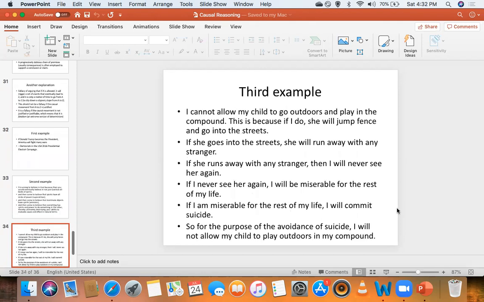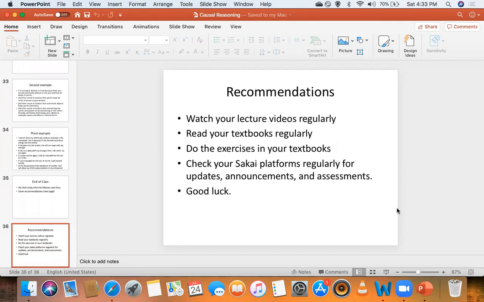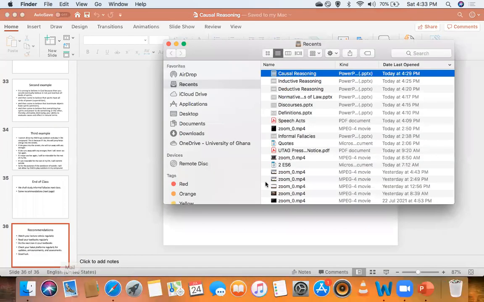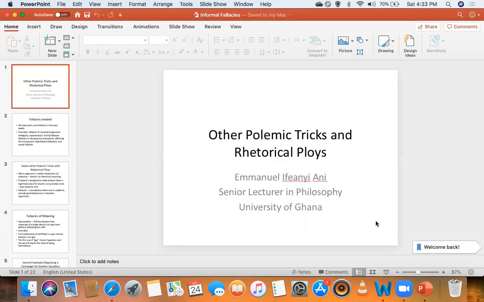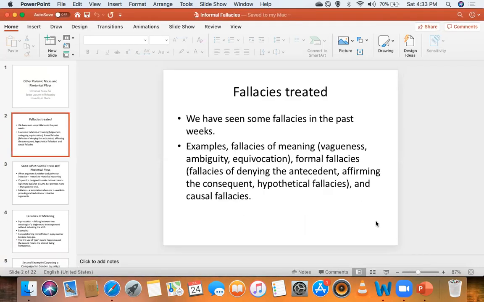So I think that was the last thing we did for that class, causal reasoning. And then we went over to informal fallacies. By the time we came to informal fallacies, we had treated some other fallacies throughout the semester.